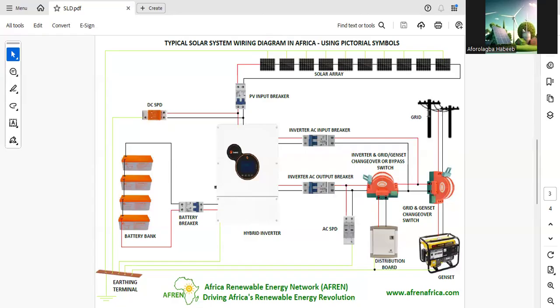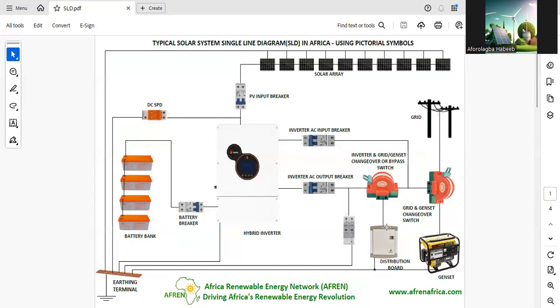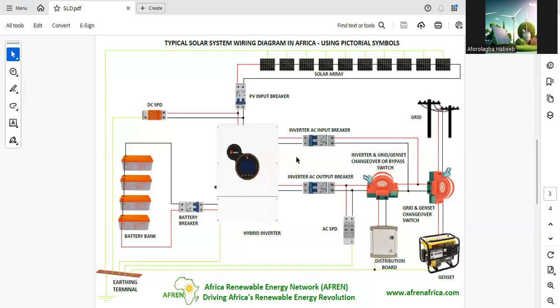Look at this. We have supply from the grid. We have the live represented as red, and we have the neutral represented by black. Also supply from the gen set. Supply to the distribution board, live and neutral. But for a single line diagram, it's just a single line. Look at this: supply from the grid, supply from the gen set, AC inputs to the inverter, AC outputs from the inverter. Just a single line. But for the wiring diagram, you're having different live and neutral lines.